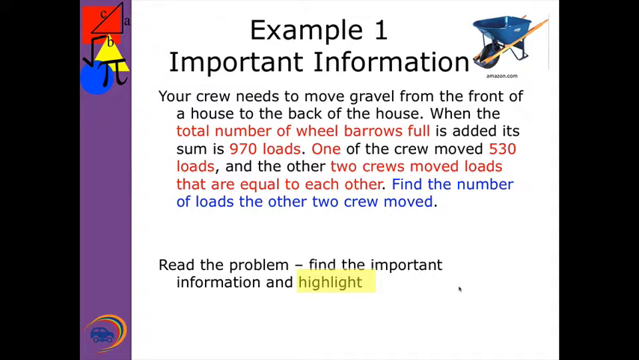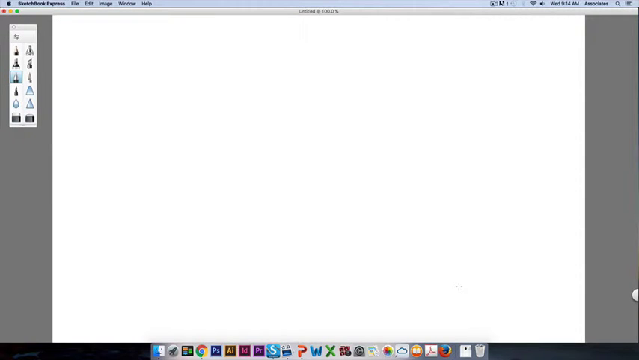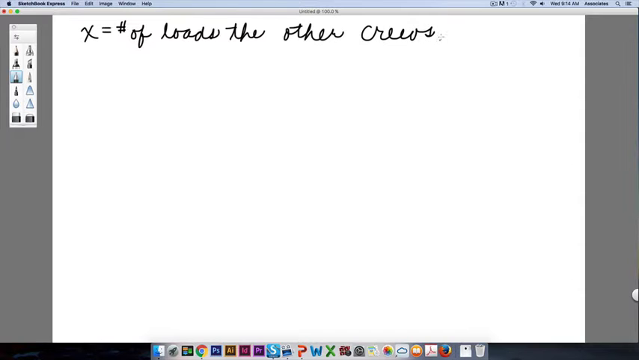And then in blue, I put what I want to answer. Find the number of loads the other two crews moved. Because we knew one of the crews moved 530. So let's go to our slate and take a look at this. All right. So let's say that x is going to equal the number of wheelbarrow loads, and I'm just going to call it loads, the other crews moved. On your test, if you put x equals the number of loads, I'll be fine.